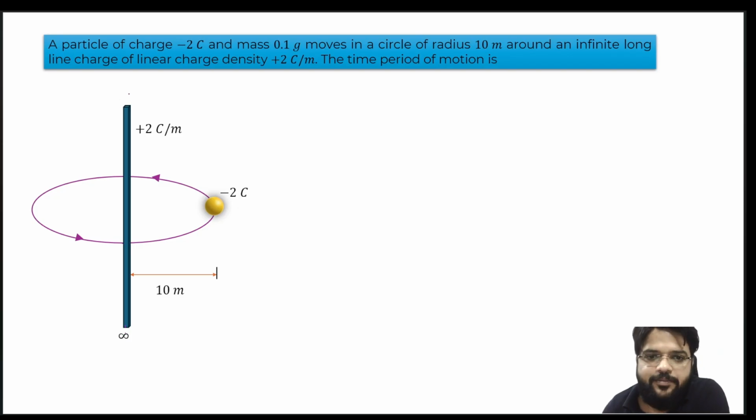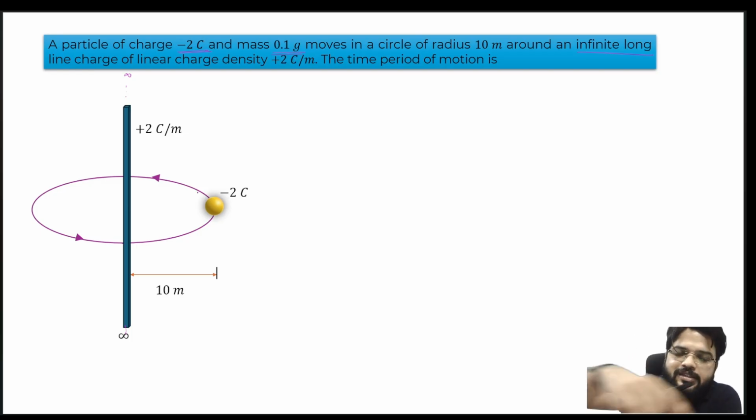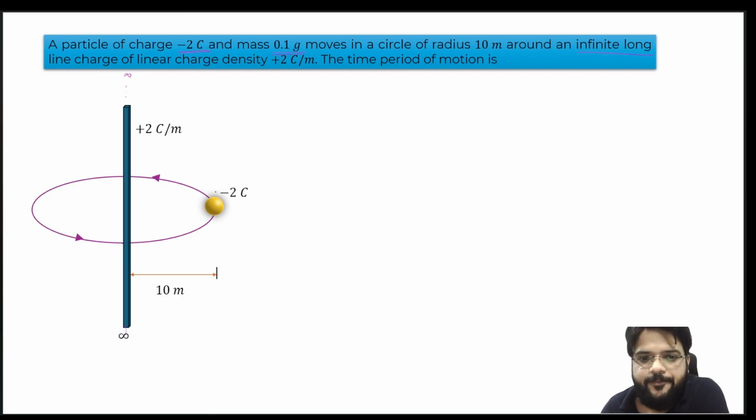So in this question, what is happening here? We have an infinite long wire, you can see it here in this picture, and around this wire we have one charged particle, and the mass of this charged particle is 0.1 gram, correct? And it is moving in a circle. So we want the time period here. This question I'm giving to you as homework, everyone, do it yourself.